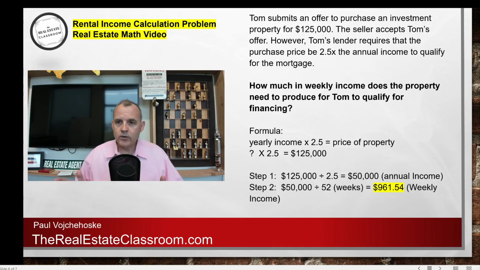Let's say that the test question wanted to know a monthly income. You would do it the same way. Step 1, figure out your annual income. Step 2, then we would divide by 12 for each month of the year to calculate that monthly income.